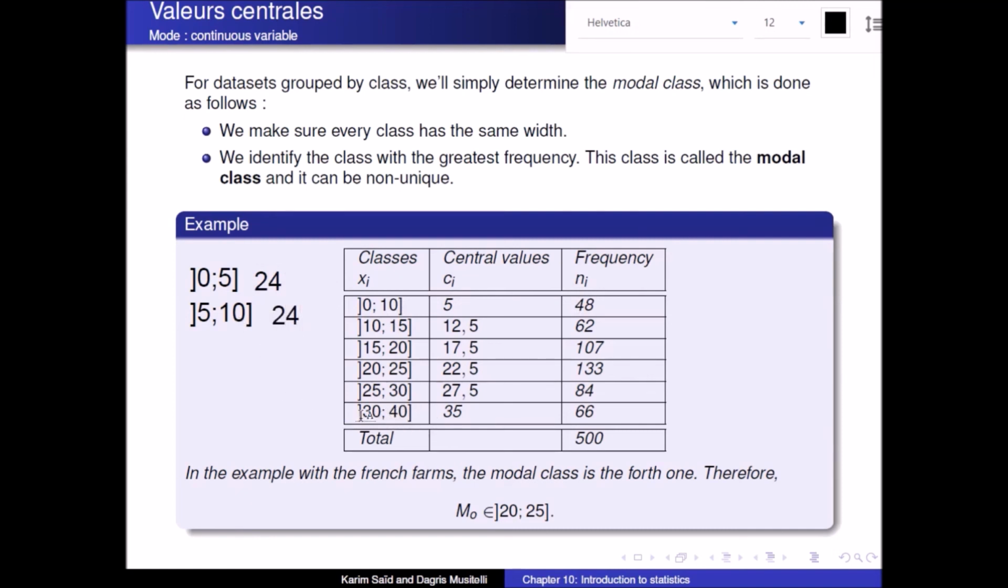We can do the same for 30 to 40. We split it into two subclasses, so the first one will be from 30 to 35, the second one from 35 to 40, and then we know the frequency will be 2 times 33. So having done that, we can have a look and say, okay, the one with the highest frequency is this one. So the class 20 to 25, because it has a frequency of 133 values.